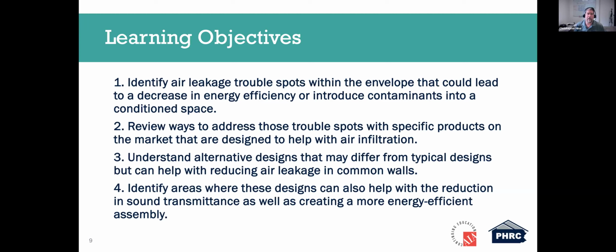So looking through our learning objectives, first and foremost, we hope to identify some air leakage trouble spots in the building envelope that could lead to a decrease in energy efficiency. Then we'll review some additional trouble spots with specific products on the market that can help reduce those air leakage areas. We want to understand alternative designs, and through a case study at the end of today's presentation, we'll look at an alternative air sealing method that could be beneficial to some cases, not all cases, but some cases.